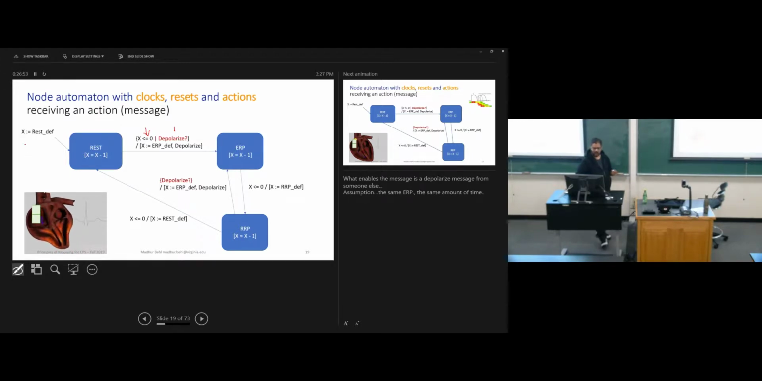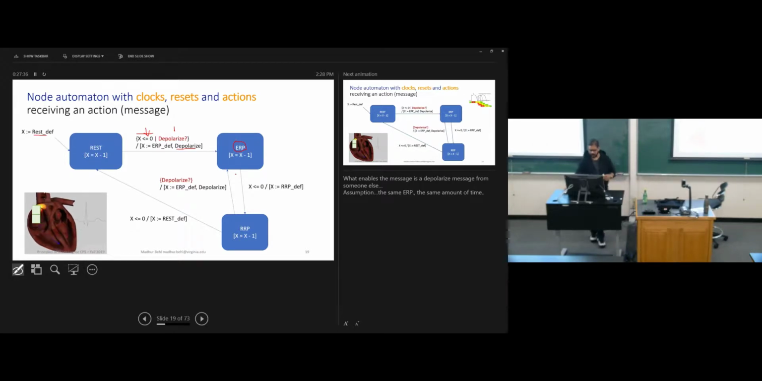So let's say you are the SA node, you are in rest period, and your rest period expires, so you satisfy this condition. Remember, this is an OR, not an AND, so only one needs to be satisfied. When you satisfy this guard condition, we take this transition, and in doing so, we take the action by resetting our clock to the ERP definition and issuing a depolarized message. Then you are in ERP, and notice when you are in ERP, there is only one exit criteria, and that is that you have to just exhaust your ERP timer or ERP clock.